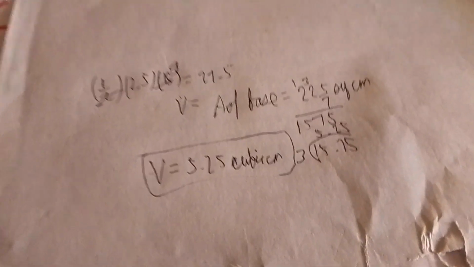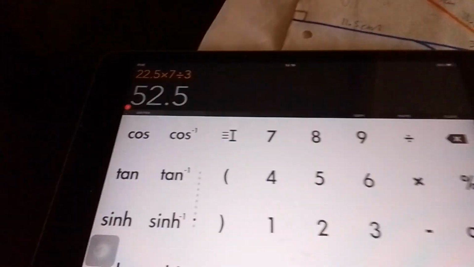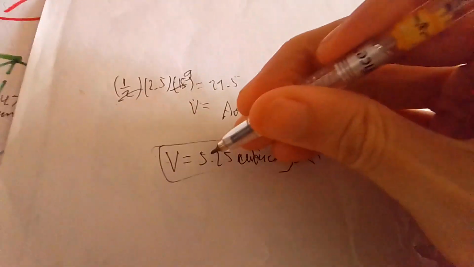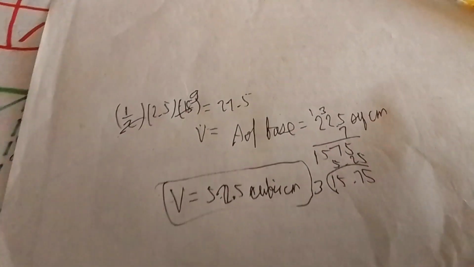And now we have our answer. Disclaimer, ang correct answer ay 52.5, alright? 52.5. Shift the decimal point, alright? Be sure to always check your decimal when you're multiplying.